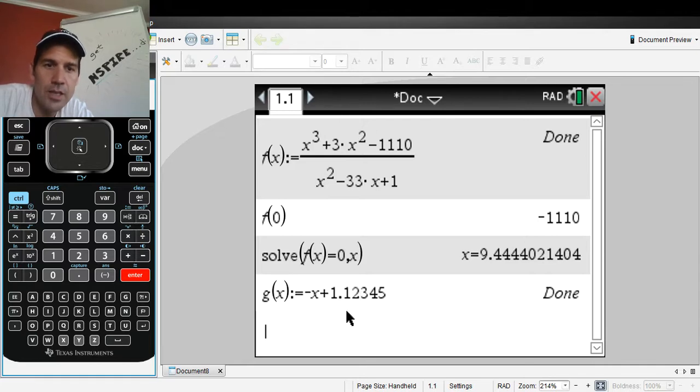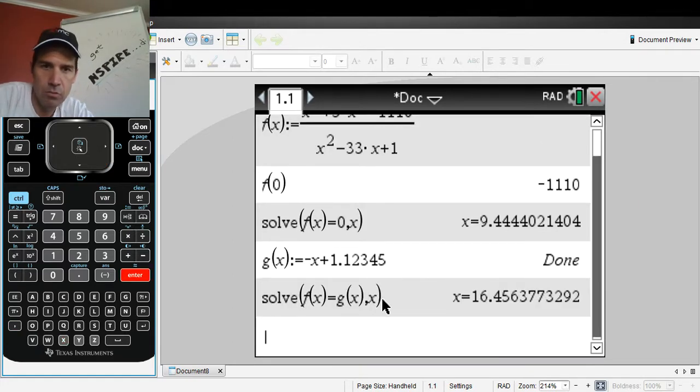Now, let's say I want to figure out the intersection. Where do these two intersect? I can go to solve and then just set them equal to each other. I don't have to retype them. F of x equals g of x. And then you do comma x. We want to see the x values where they equal each other. Right there, they equal each other. And if you don't believe me, go ahead and graph it.